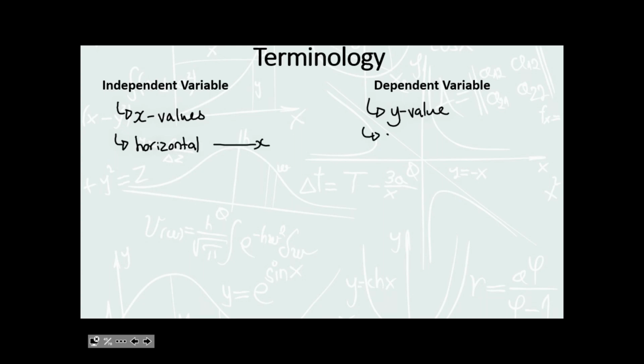And dependent is going to be the vertical y values of a graph.